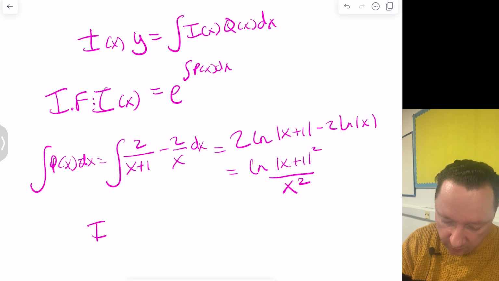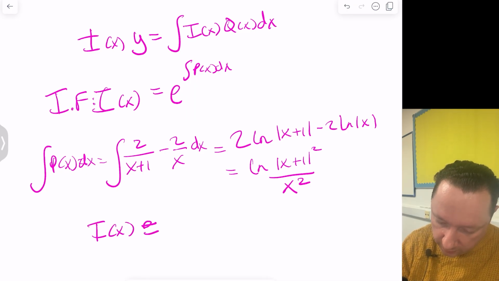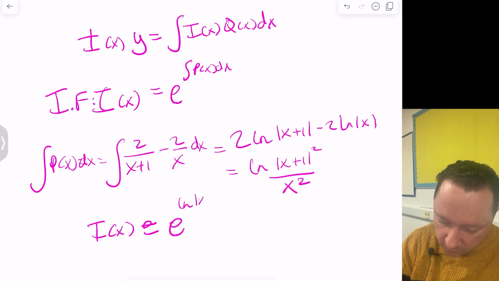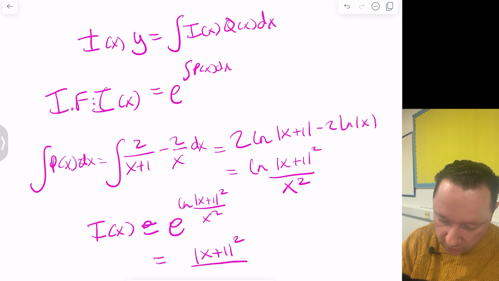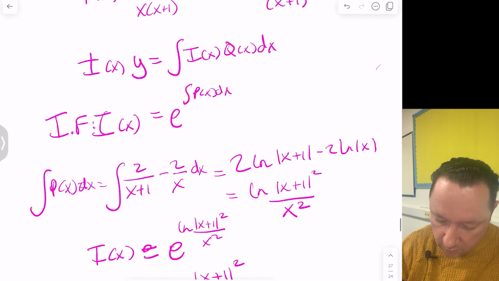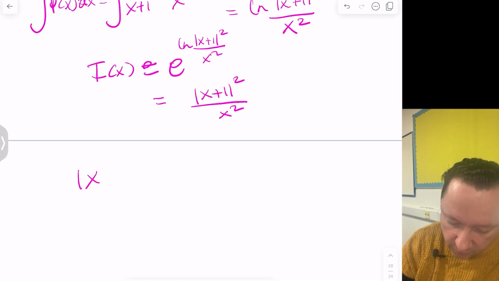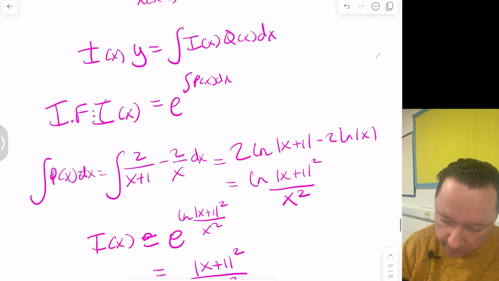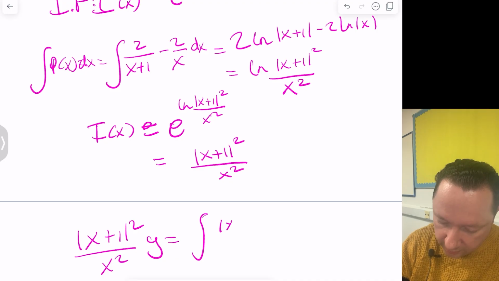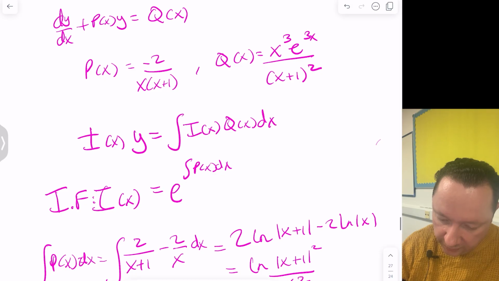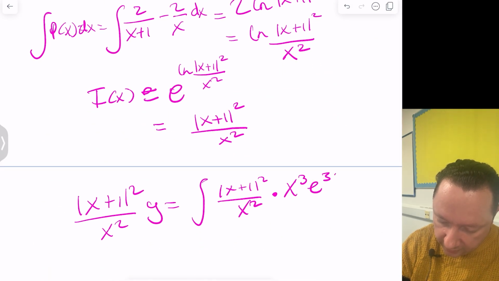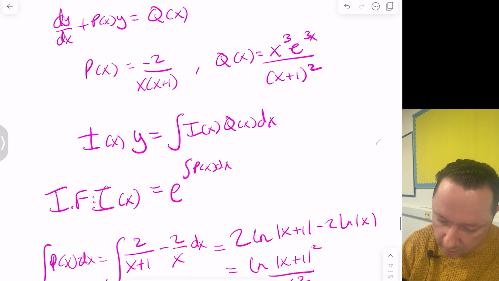Our integrating factor is equal to e to the power of a log of x plus 1 squared over x squared. E to the power of a log is just taking away the log, so you get x plus 1 squared over x squared. So there's our integrating factor. So now we can just write our integrating factor times y equals the integral of x plus 1 squared over x squared times x cubed e to the 3x over x plus 1 squared.